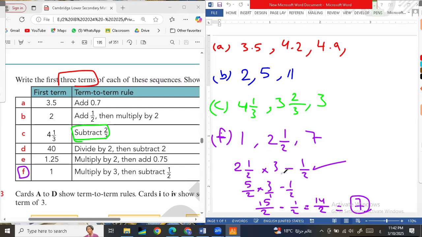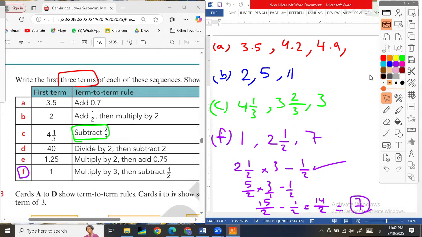2.5 times 3, multiplying normal fractions, a mixed number by a whole number, is going to give you exactly 15 over 2. Minus from it 1 over 2 becomes 14 over 2, which is just a 7. All right. Let's go to the next section here.